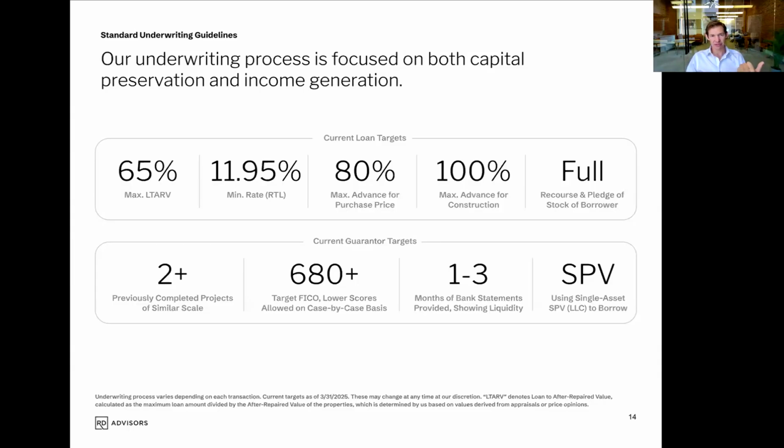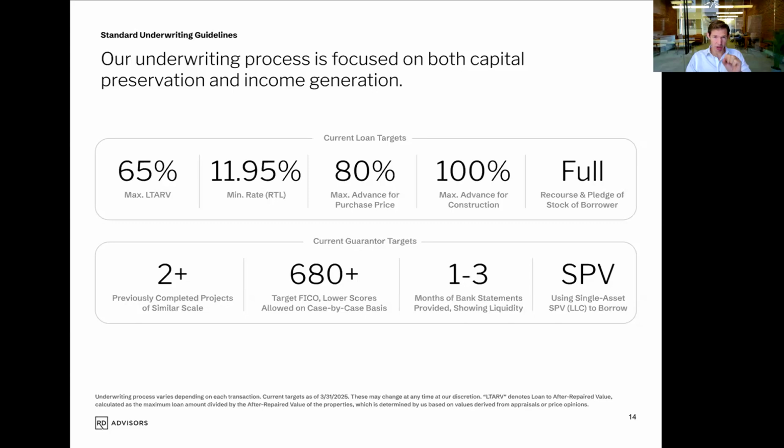So we want a max LTV of around 65%, maybe 70 some days. The rates we're targeting today are around 11.95. That can fluctuate at any point in time. The lowest we've gone in the past was 8.95, when rates were zero. It doesn't go much higher. Sometimes we do a loan at 12.95. That's the initial rate. It can always go higher when it's in default or in extension.